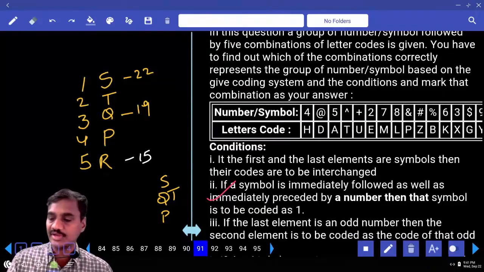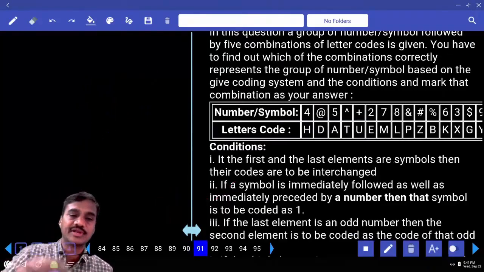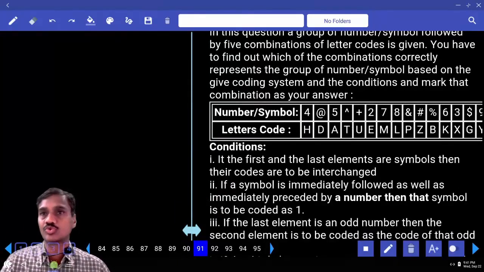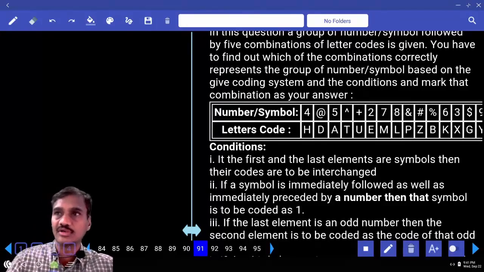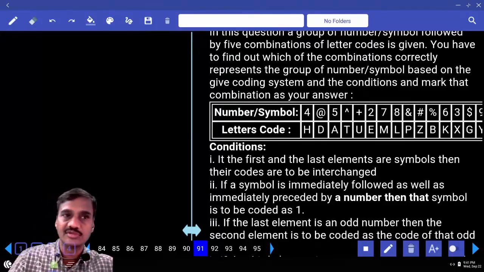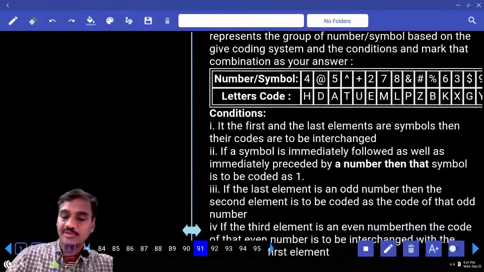Then 91 to 95. Now this 91 to 95 is based on condition based coding and decoding. In this, first we need to decode the given conditions. Write down all the conditions somewhere so that we understand them. Otherwise, for each and every question we need to go through all the conditions, which is completely impossible.